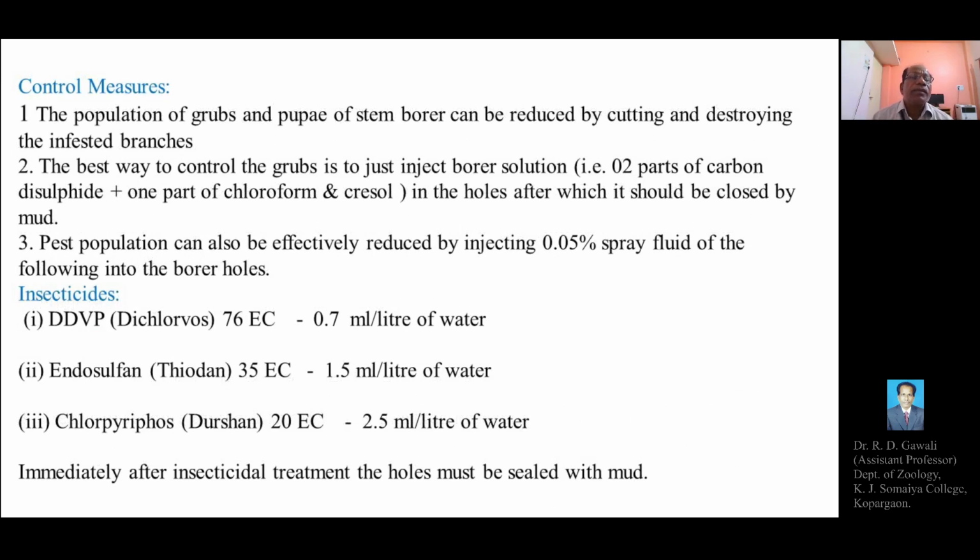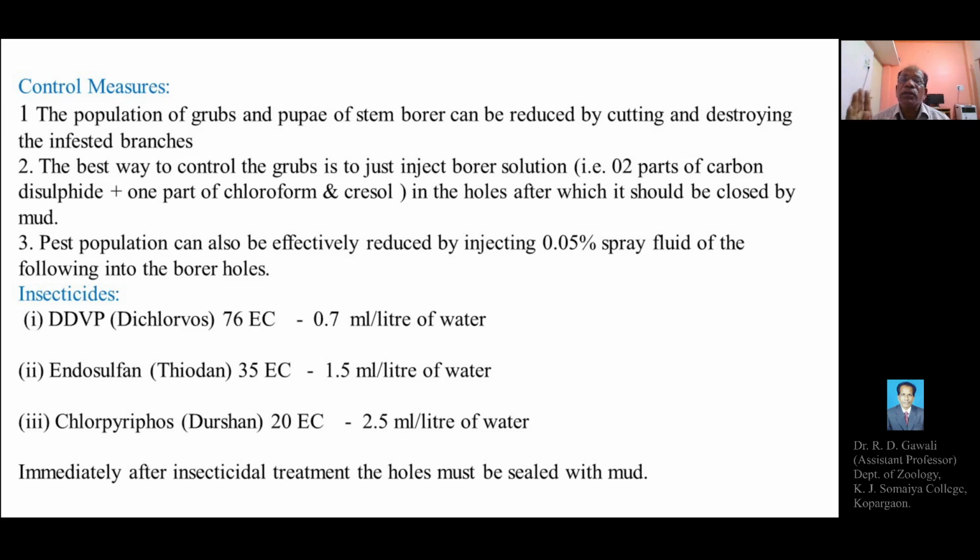Then control measures. The population of the grubs and the pupae of the mango stem borer can be reduced by cutting and destroying the infested branches. The best way to control the grubs or the larvae of the mango stem borer is to just inject the borer solution.